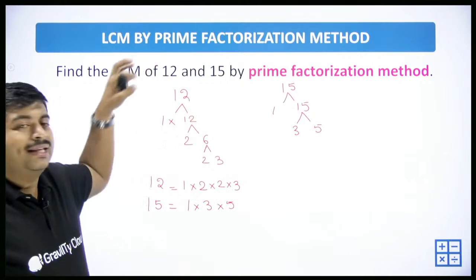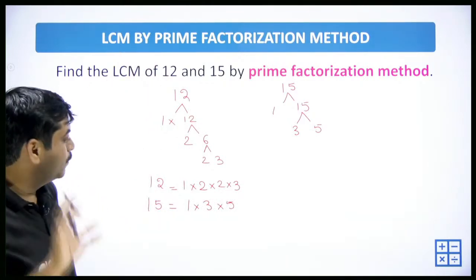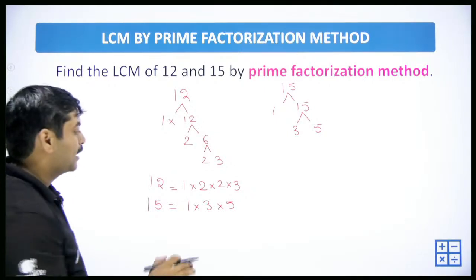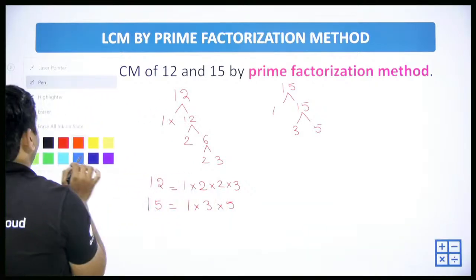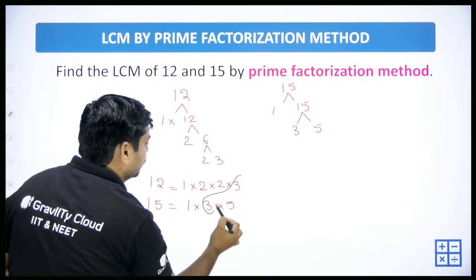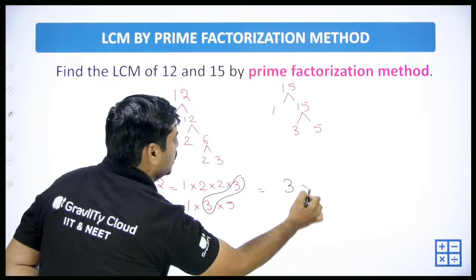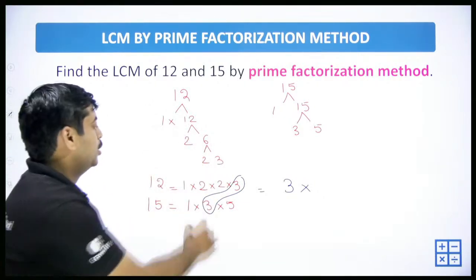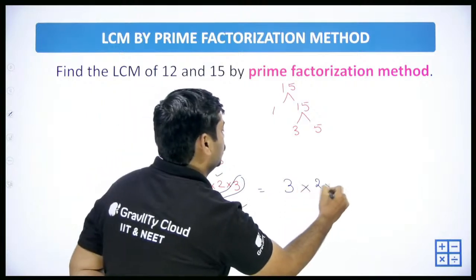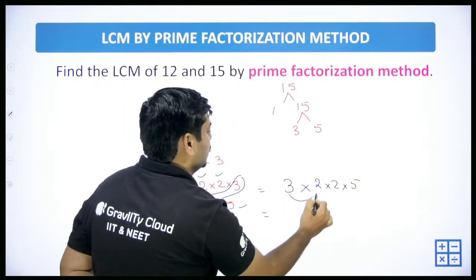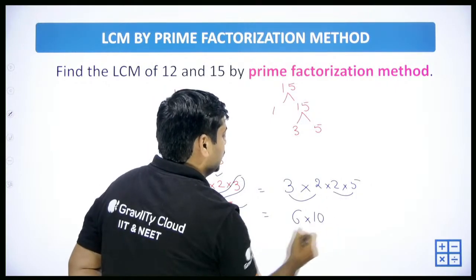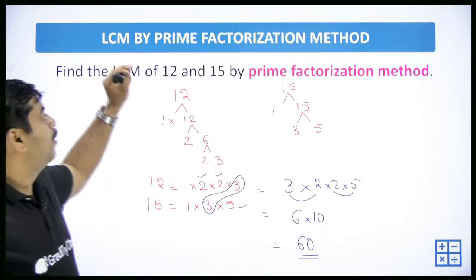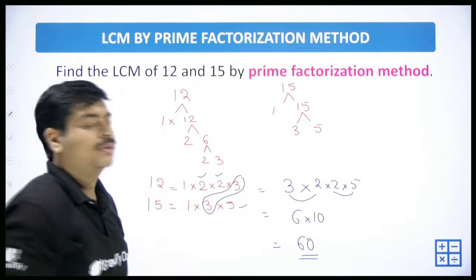Now the point is how to find the least common multiple. First of all, see which factors are common to these two. You can carefully see 3 and 3 are common. So write that number once. Whichever number is common, just write that once. Next, write all the remaining numbers: 2 into 2 into 5. 3 2s are 6, into 5 2s are 10. 6 into 10 is 60. So the least common multiple, LCM of 12 and 15, is 60.